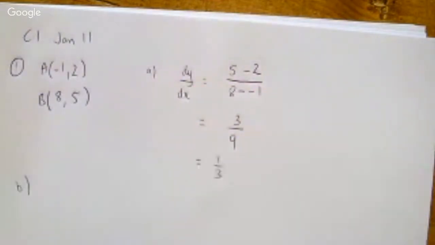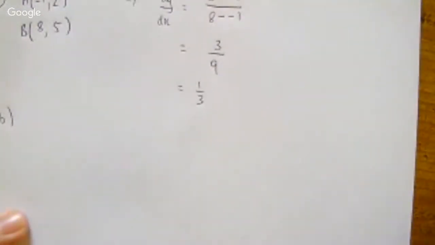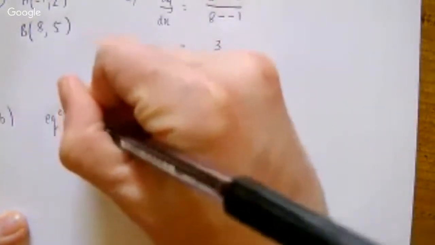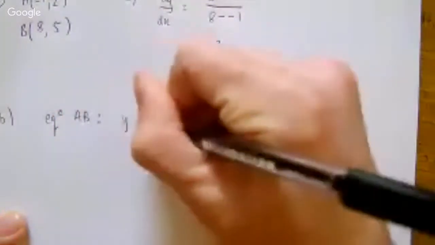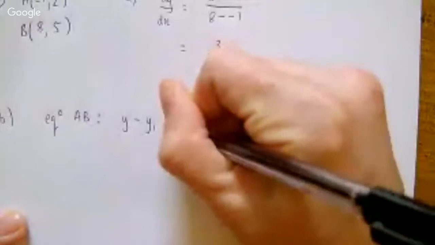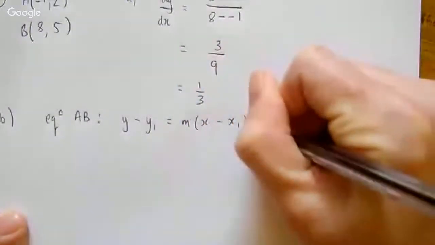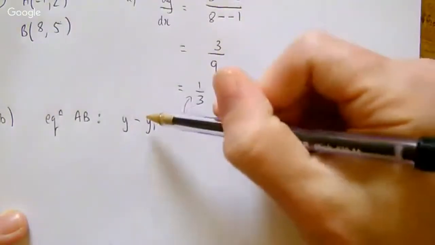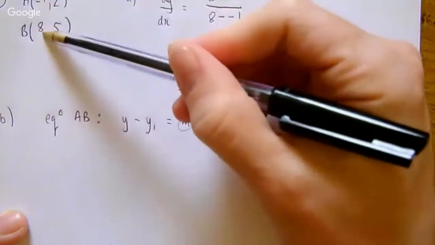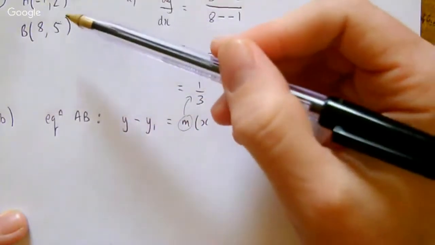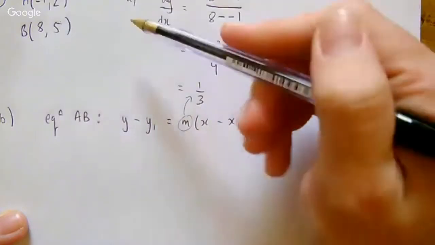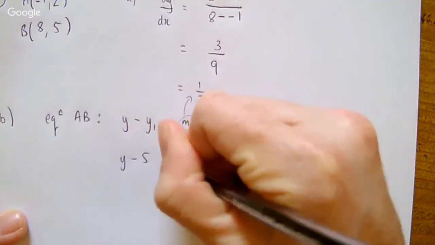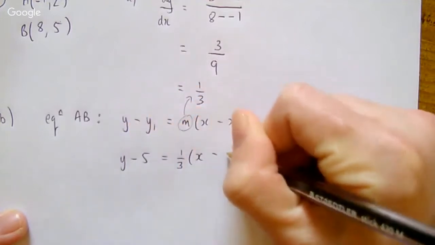For part B, it says find the equation of the line AB. So the equation of AB, we're going to use it in the following form: y minus y1 equals m x minus x1, where m is that third value that we've just found, the gradient of the line, and y1 and x1 are either a's coordinates or b's coordinates. It's up to you which one to choose. It really doesn't matter. I'm going to choose b's because they're both positive, so I don't have to worry about any minus making a plus. So I'm going to get y minus 5 is equal to 1/3 x minus 8.